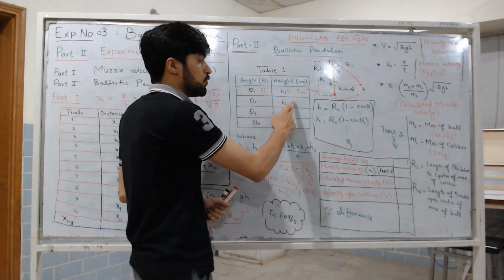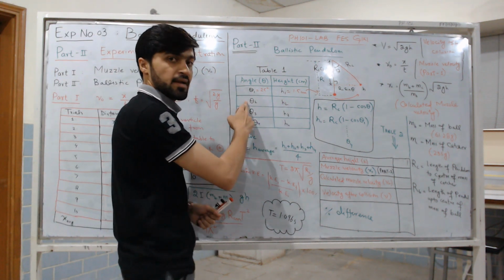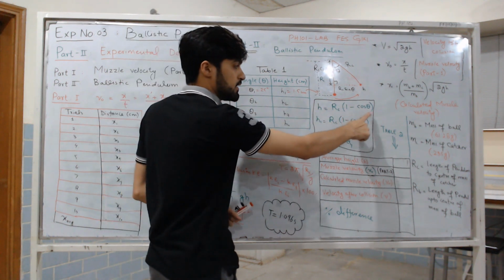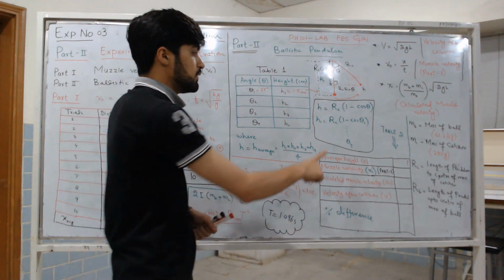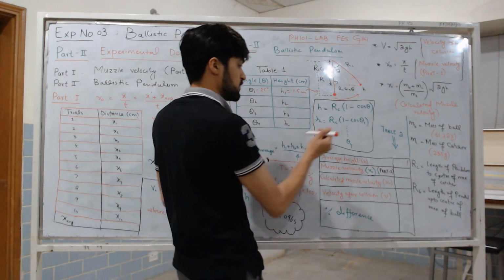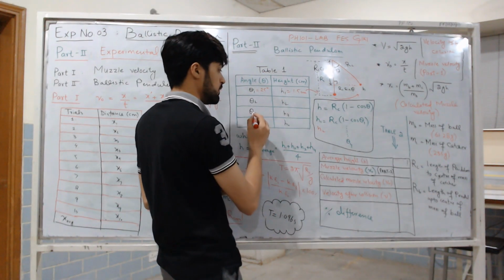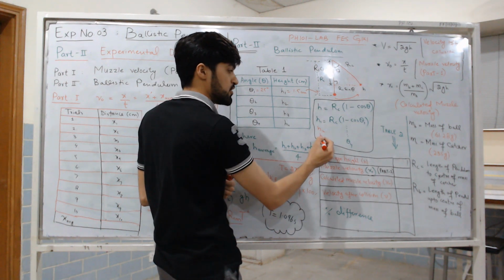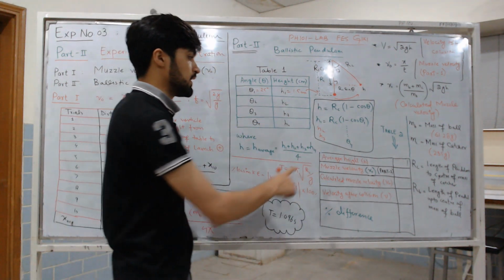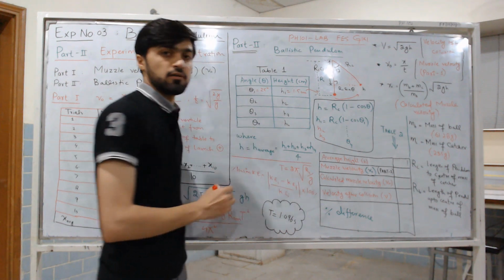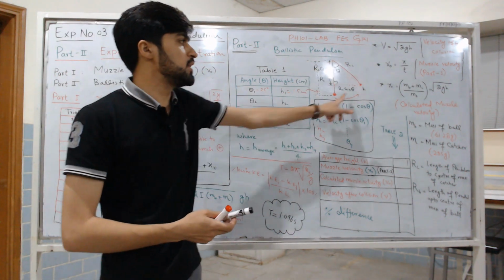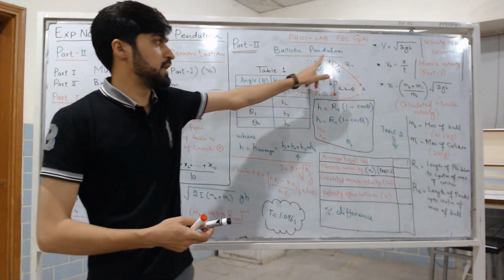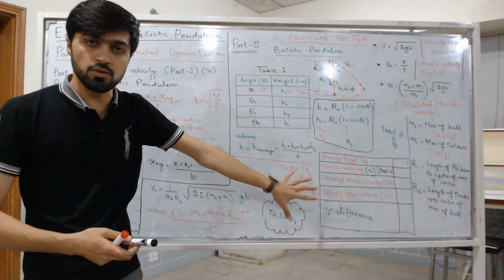Then we will calculate h2 from theta 2 for the second trial. RC is fixed, we have calculated it. In the second case, we will get h2. Then in the third case, we will put theta 3 here and get h3. Then in the fourth case, we will get h4 from theta 4. And this is calculated from this right angle triangle, which we have already discussed in our previous lecture. So these are the prerequisites.